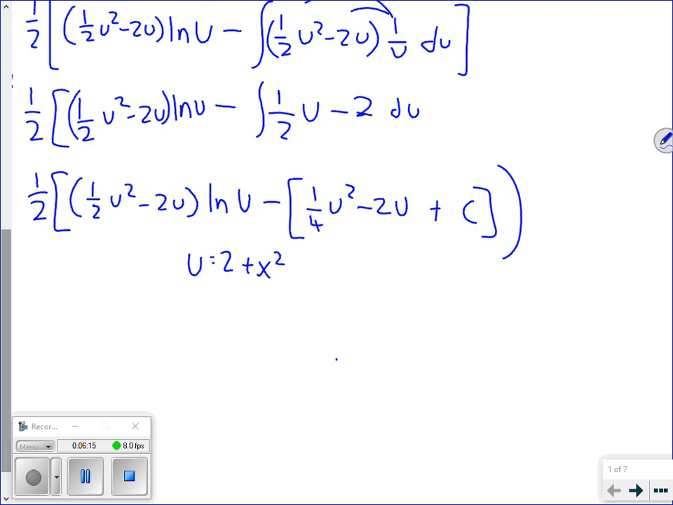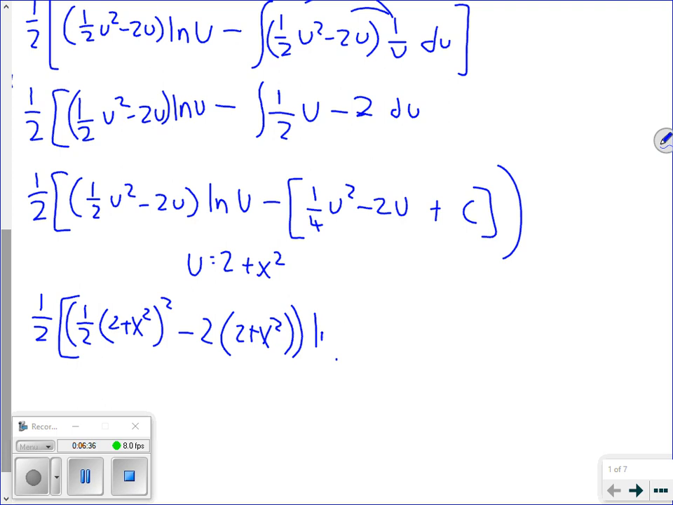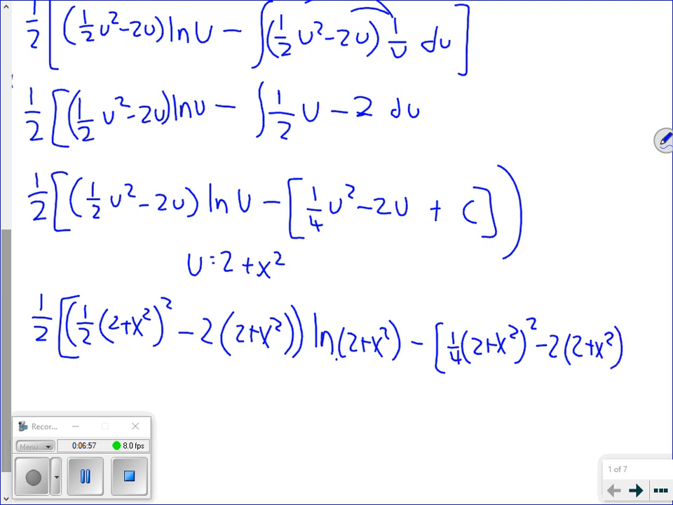So it's going to be 1/2, in parentheses, 1/2, instead of u, it's 2 plus x squared, minus 2 times u, or 2 plus x squared. And then all of that, remember, is being multiplied by the ln of u, or 2 plus x squared. And then minus 1/4, instead of u, it's 2 plus x squared, minus 2 times u, or 2 plus x squared, and then plus c.